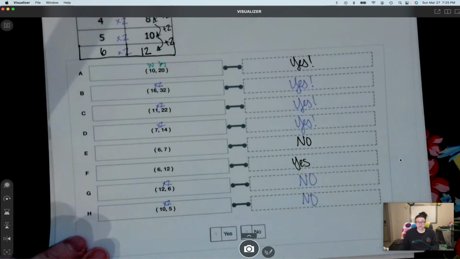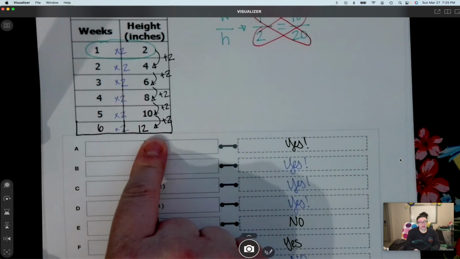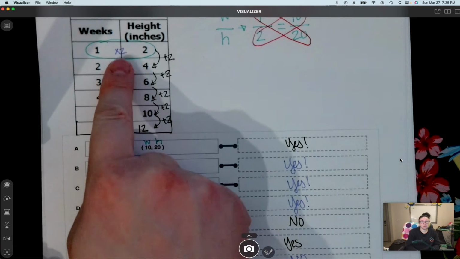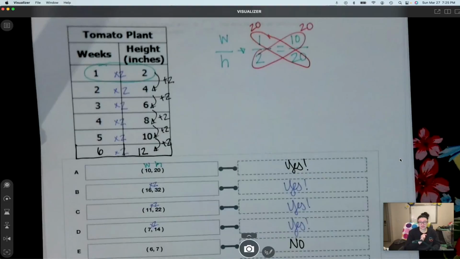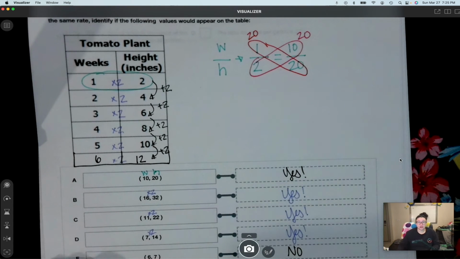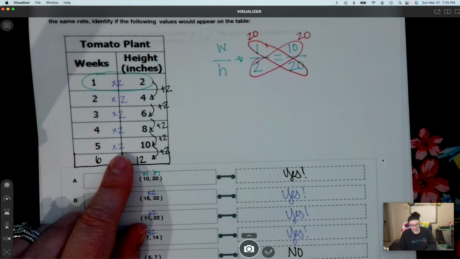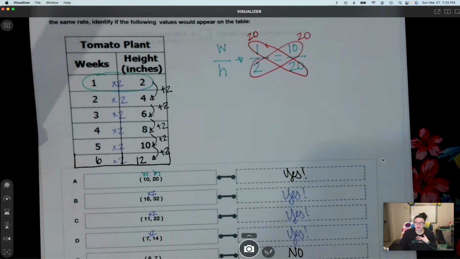So use one of those strategies. Find the pattern with adding in the table, with multiplying to get to my x and my y, or using your butterfly multiply, extending the graph. You could draw a picture. There's so many different ways to help you solve this problem.